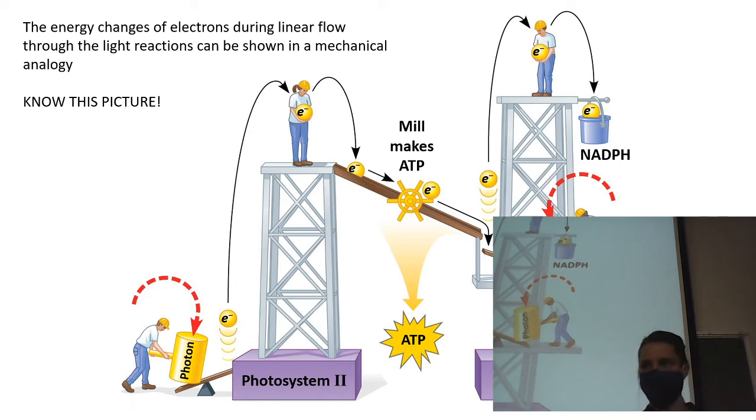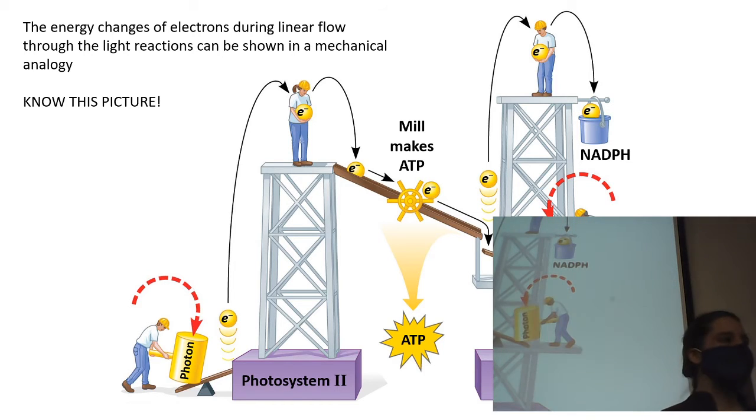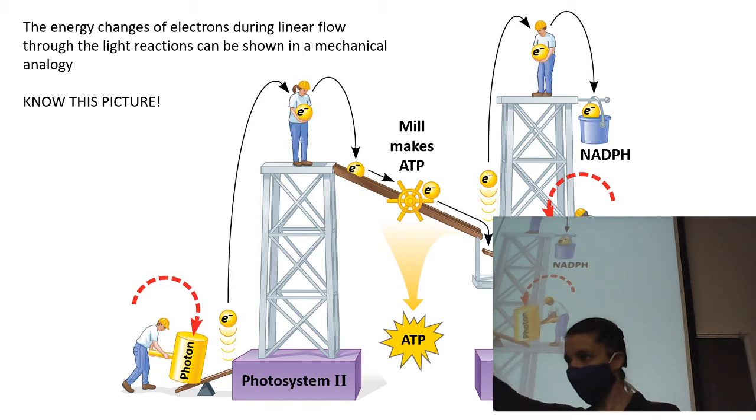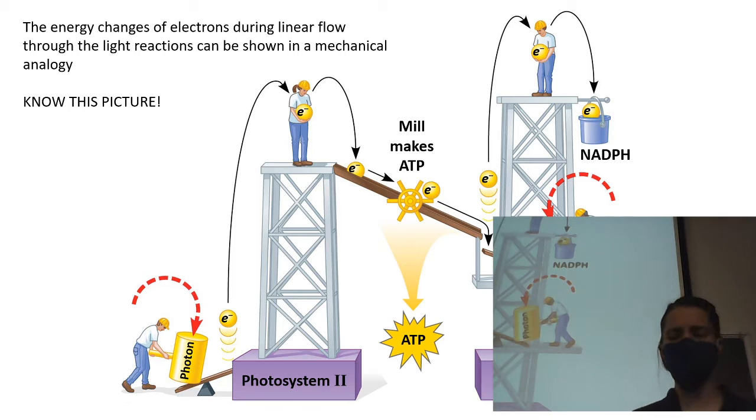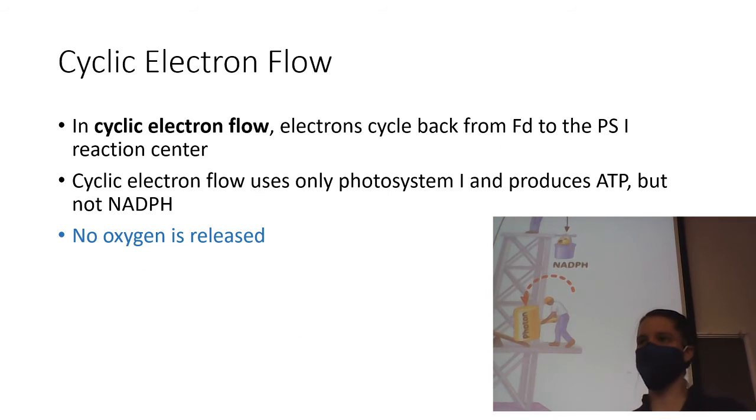All right? Everyone's feeling comfortable here? Got it? Okay. This is called linear electron flow because it looks like a line, right? You start here, by the end you've just gone straight through. There's another option. It's called cyclic electron flow, and it goes in a circle.